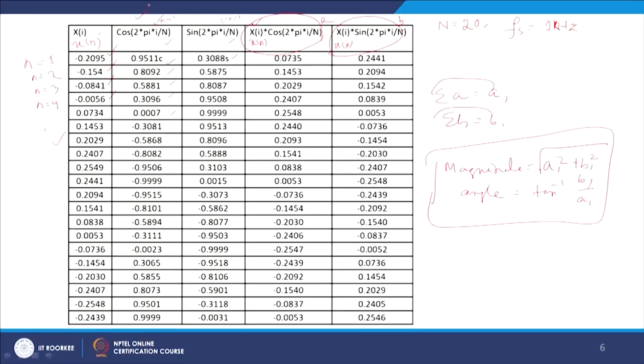So, this cos theta, sin theta part, then x i into cos theta, x i into sin theta, these computations are compulsory. For every window the computer is doing the same exercise time and again. But what can we do to avoid this kind of computation for every window? We will use one technique, which is known as recursive DFT.